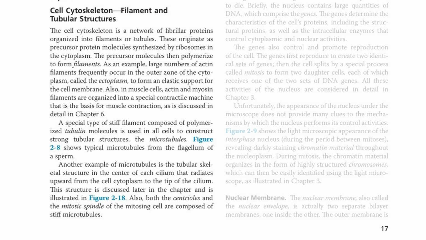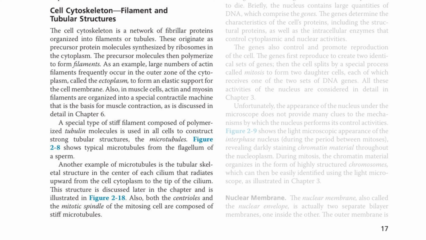Cell cytoskeleton, filament and tubular structures. The cell cytoskeleton is a network of fibrillar proteins organized into filaments or tubules. These originate as precursor protein molecules synthesized by ribosomes in the cytoplasm. The precursor molecules then polymerize to form filaments. As an example, large numbers of actin filaments frequently occur in the outer zone of the cytoplasm, called the ectoplasm, to form an elastic support for the cell membrane. Also, in muscle cells, actin and myosin filaments are organized into a special contractile machine that is the basis for muscle contraction, as is discussed in detail in Chapter 6.